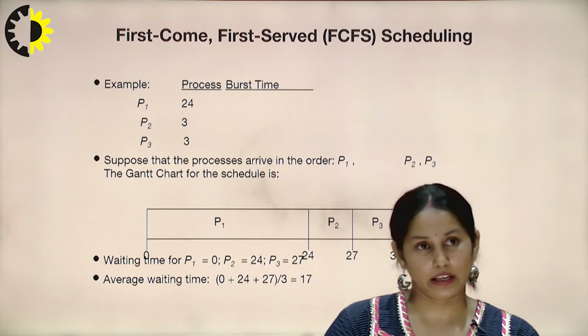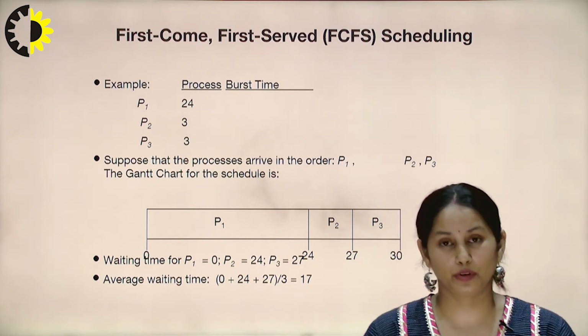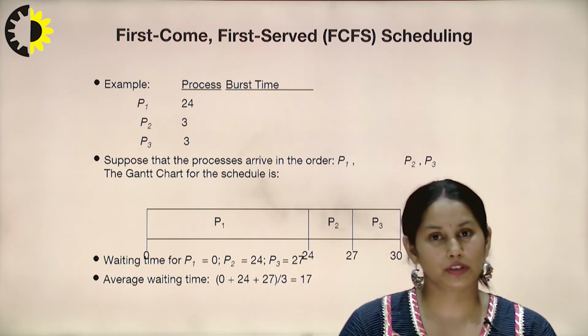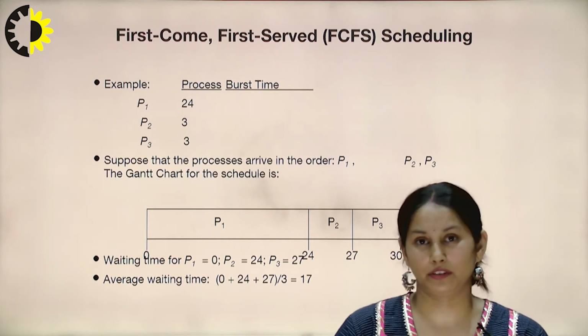So the first scheduling algorithm is first come first serve. What happens in first come first serve is, as per the name suggests, whichever process is coming first, that process will be given the CPU.